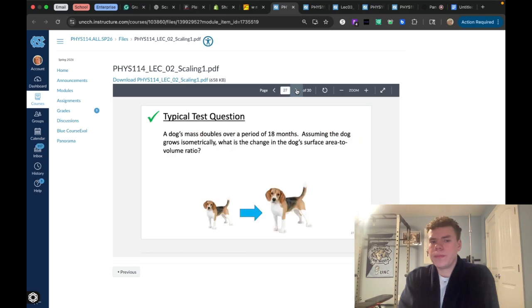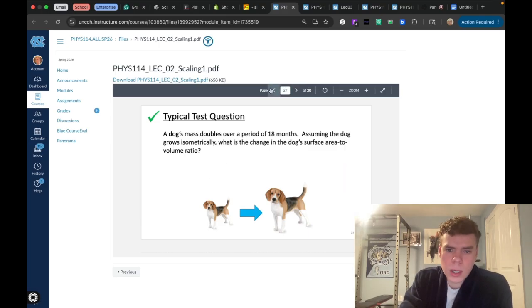So, typical test question. A dog's mass doubles over a period of 18 months. Assuming the dog grows isometrically, what is the change in the dog's surface area to volume ratio? I didn't look at the answer, so I don't know, but I saw the answer was there. So, we already said that the surface area to volume ratio is equal to mass to the -1/3.